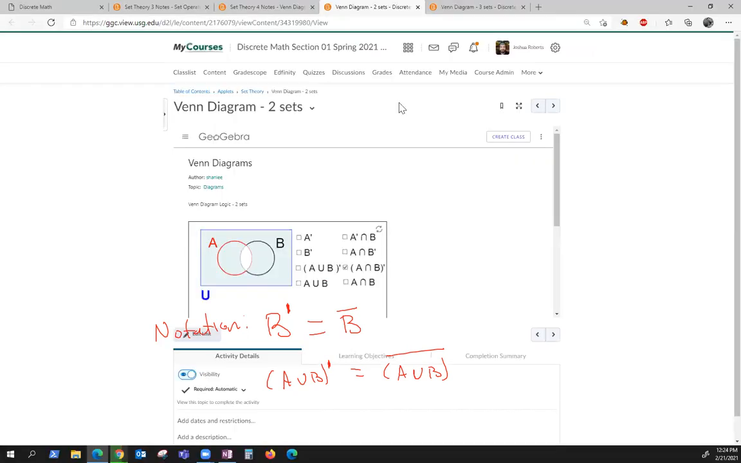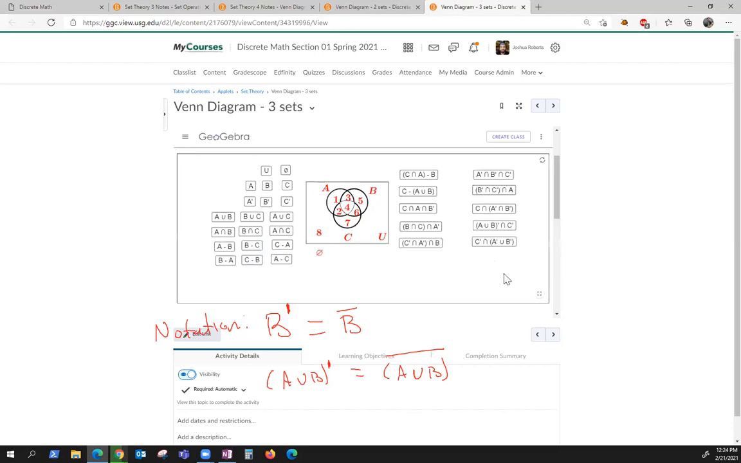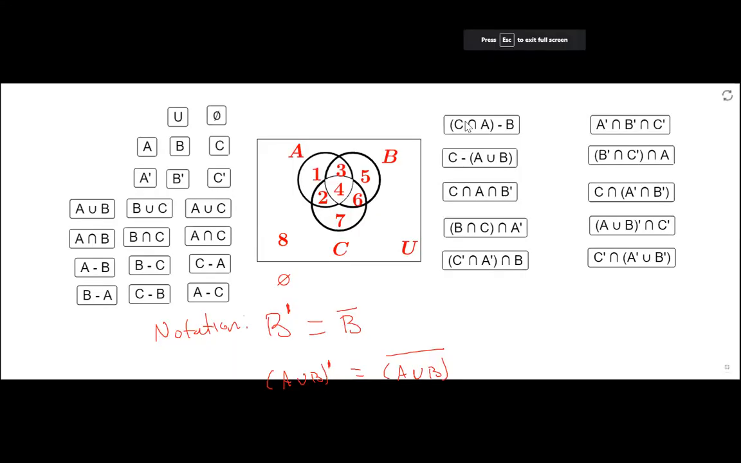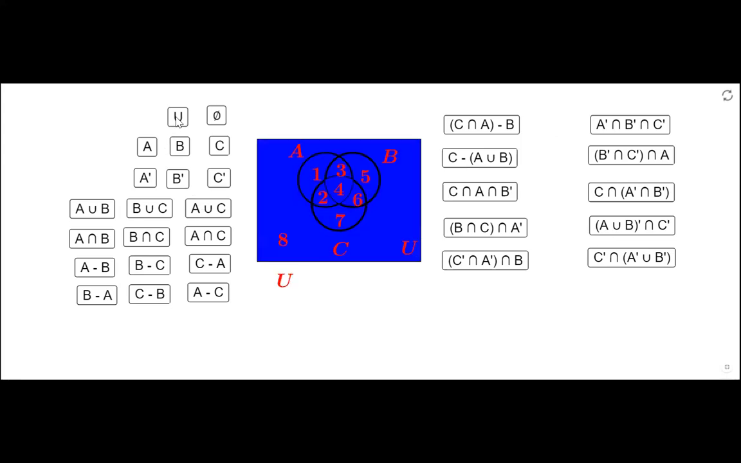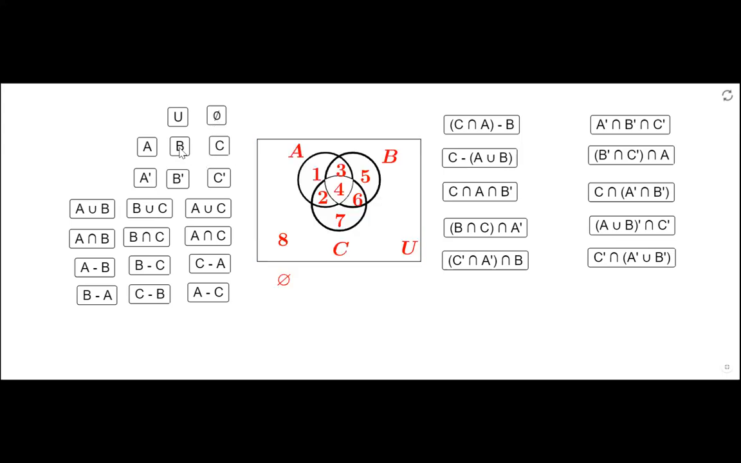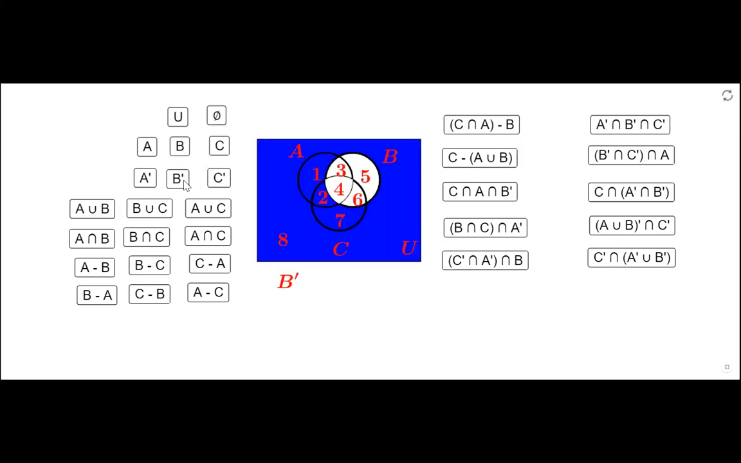You also have another applet that shows you three Venn diagrams. And these have some numbers in them, so you can kind of write down what they are if you wanted to in roster notation. But we have more options here, right? I could do the whole universe. I could do the empty set. I could do B. I could just do B complement.